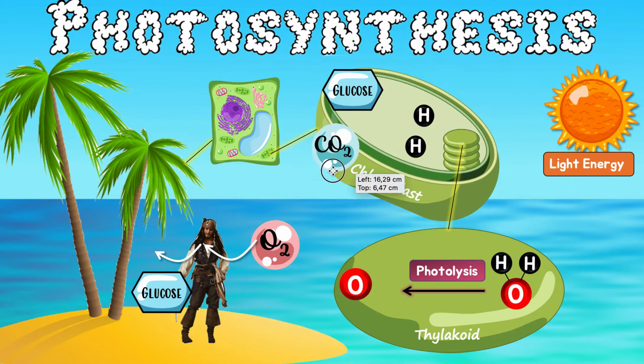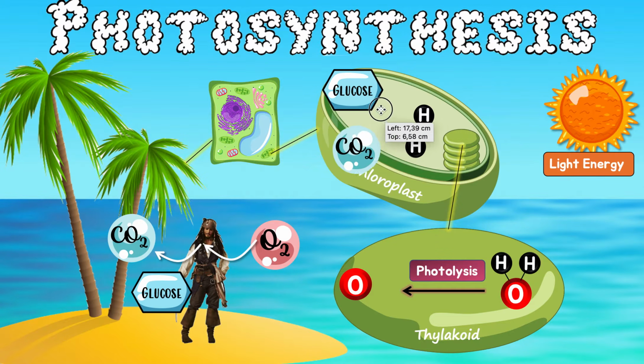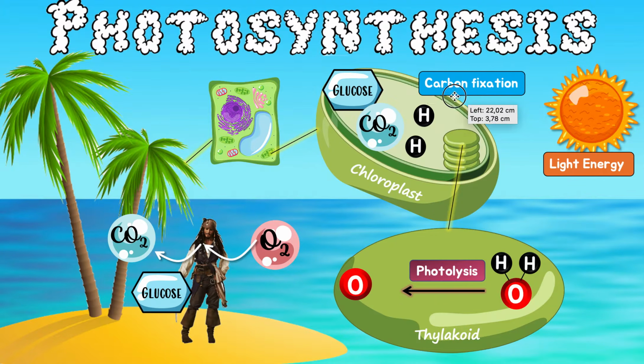Let me do something here. So now we have carbon dioxide here and hydrogens, and they will combine together in a process called carbon fixation. We're fixing it all together into a glucose. And that's it. That's how we did photosynthesis. So photosynthesis is this process, using light energy, using water to make glucose and oxygen, right? Very important.